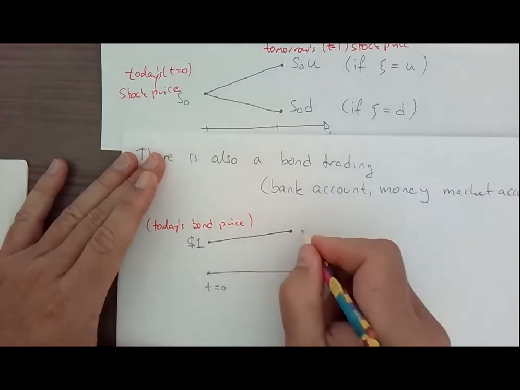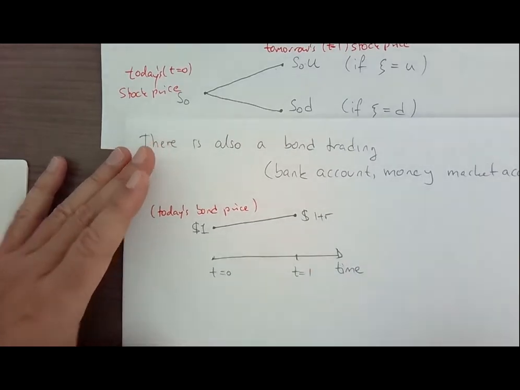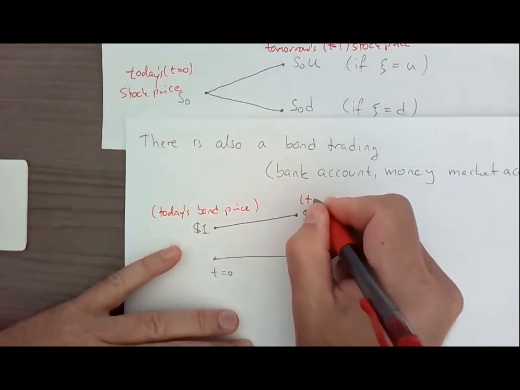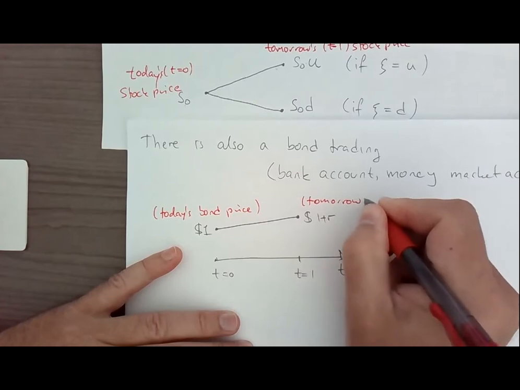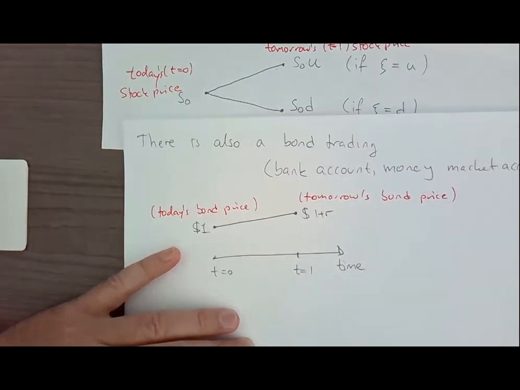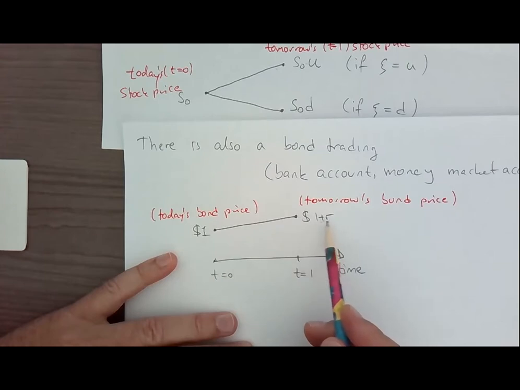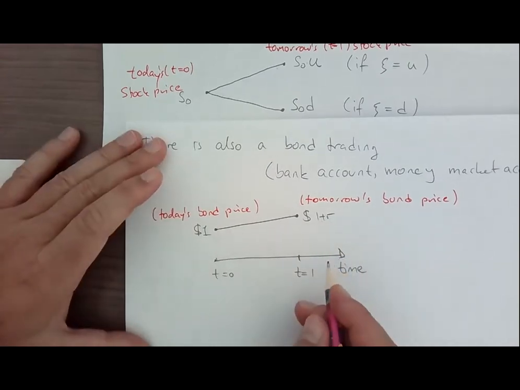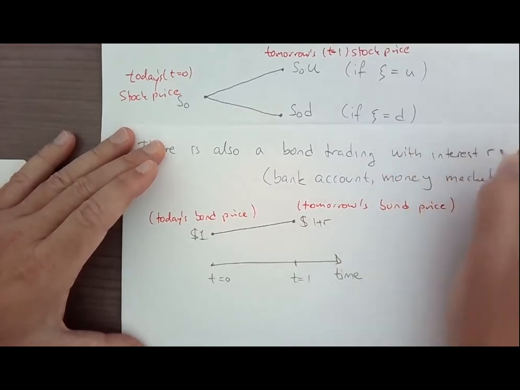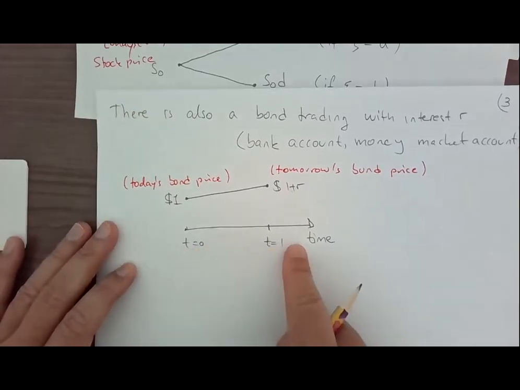And that is going to go from $1 to 1 plus R, where R is our interest rate. So this here is going to be tomorrow's bond price. You put $1 into your bank account, and it's going to grow with the interest rate R. So there's also bond trading with interest R over the period from time 0 to time 1.